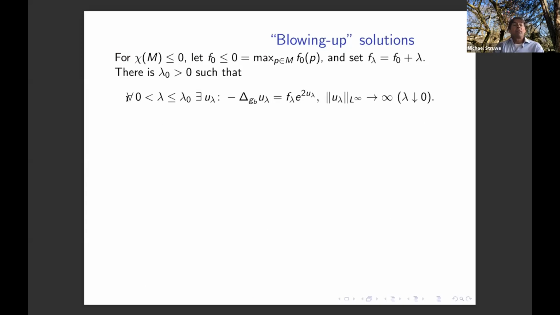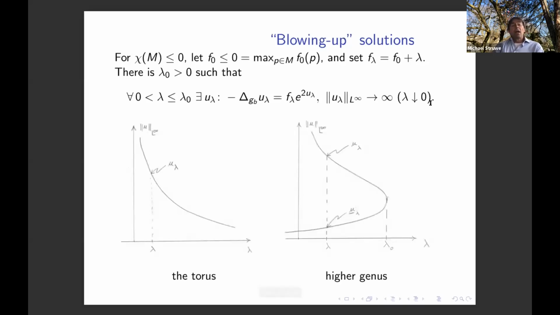Then for lambda positive but not too big, you have these solutions u_lambda that blow up as lambda tends to 0. The graphs, where I plot the L infinity norm of the solutions versus the parameter lambda, may look like this in the case of the torus. So there's possibly only one branch. And for homogeneous surfaces, you have here a branch of stable solutions to the prescribed curvature equation that is then met by a branch of unstable solutions that explode as lambda tends to 0.